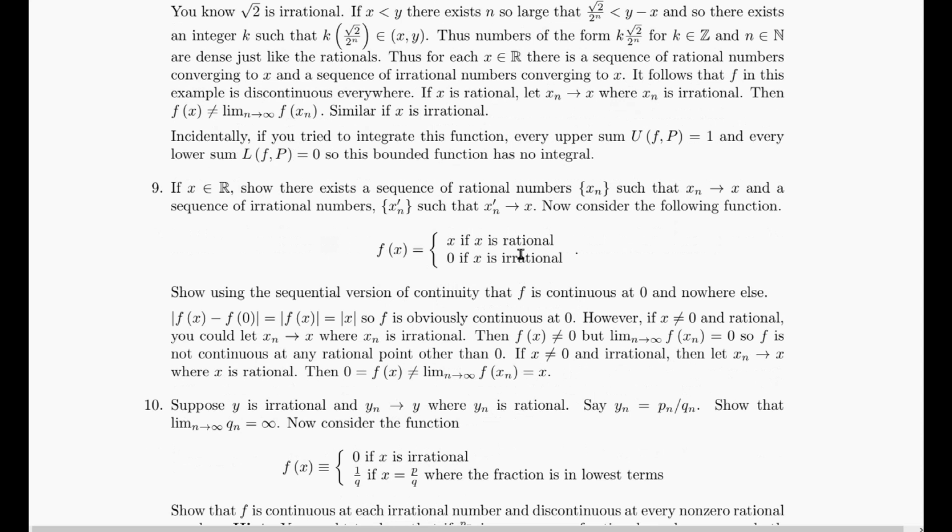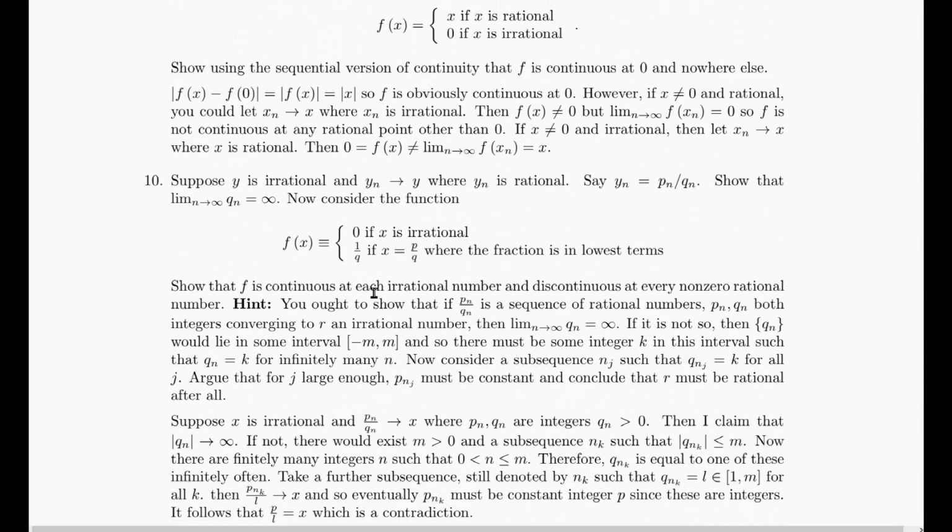Because if you pick a rational number that is not 0, then the function's value will not be 0. And I could get a sequence of irrational points that converges to that rational point, and the function's value at all those would be 0. So you'd have the limit of 0 not equal to something non-zero. And so the function would fail to be continuous there. It's exactly similar if x is not 0 and irrational. All right, here's a more interesting problem.